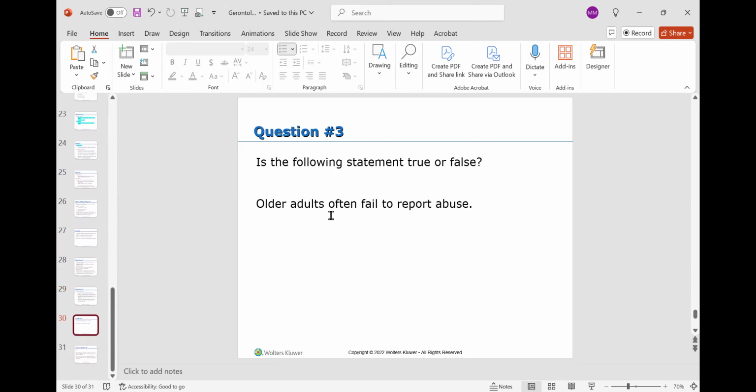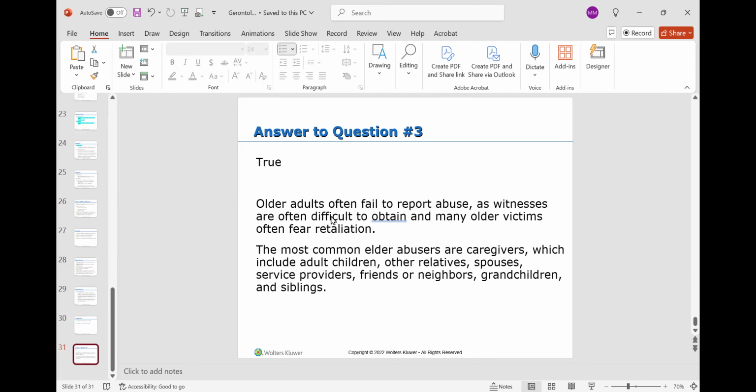Let's see, what else? Older adults often fail to report abuse, true or false? Say it like you mean it. True. Yeah, it's true. Because they're afraid. They're afraid that their caregiver will get arrested, whatever. They're going to get in trouble. They're going to throw me in a nursing home. I don't know what's going to happen to me.